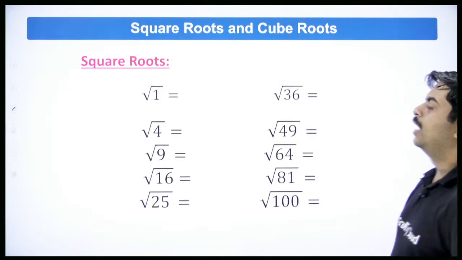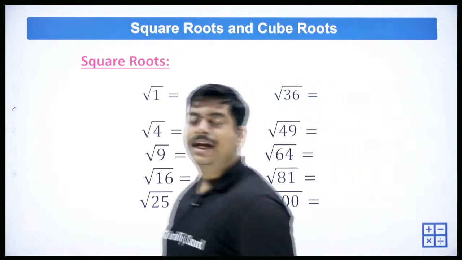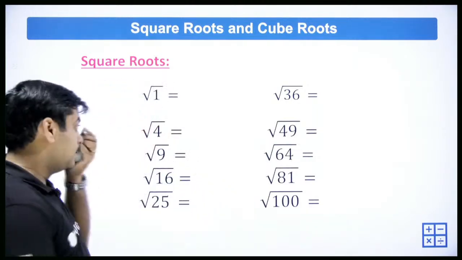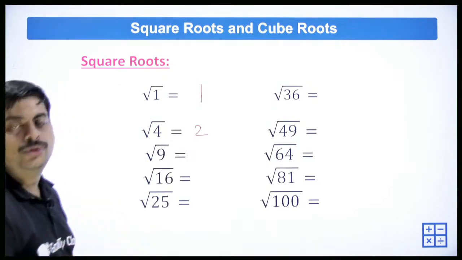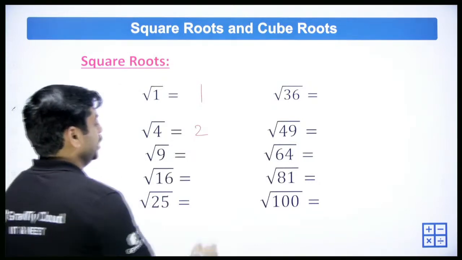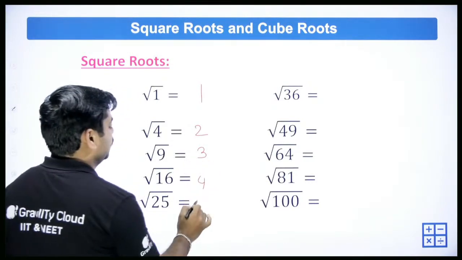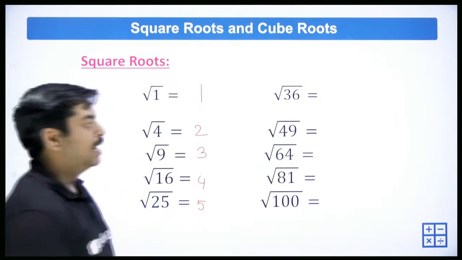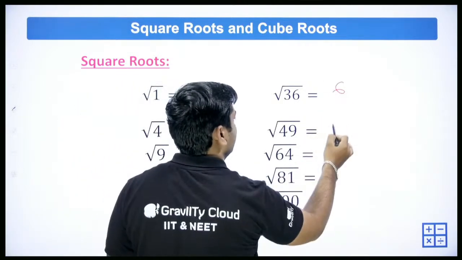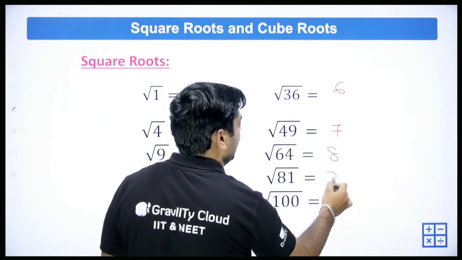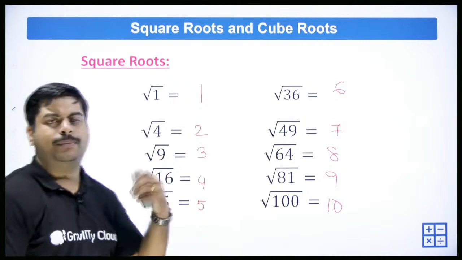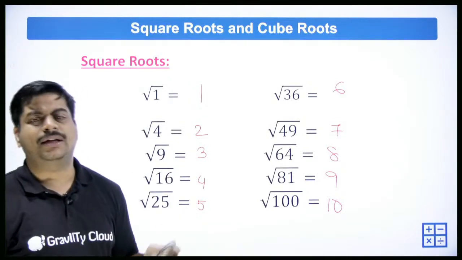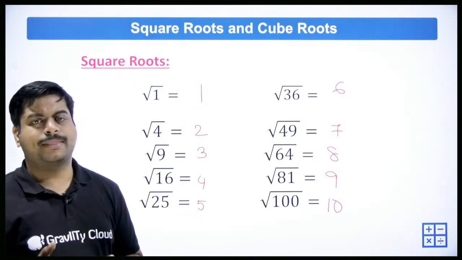So root 1, we already know what is root 1. 1 is 1 into 1. 4 is 2 into 2, so root 4 is 2. 3 into 3 is 9, 4 into 4 is 16, 5 into 5 is 25, 6 into 6 is 36, 7 into 7 is 49, 8 into 8 is 64, 9 9s are 81, 10 10s are 100. This is very simple because we're very familiar with all these numbers from 1 to 100.